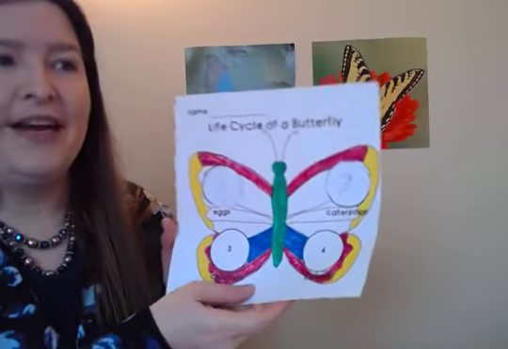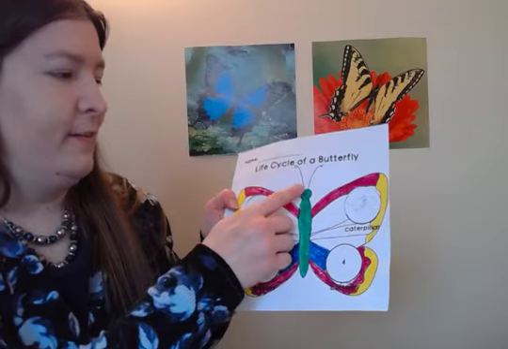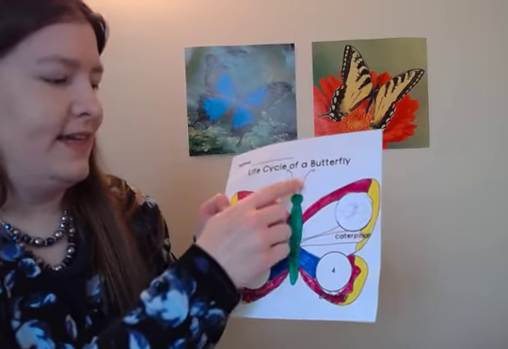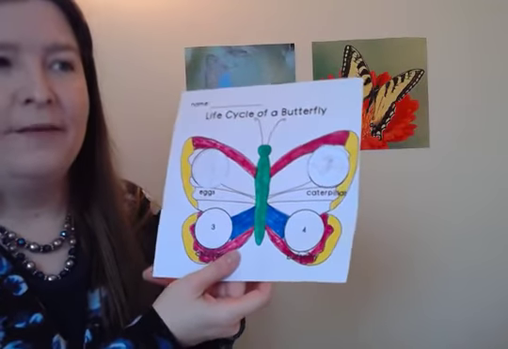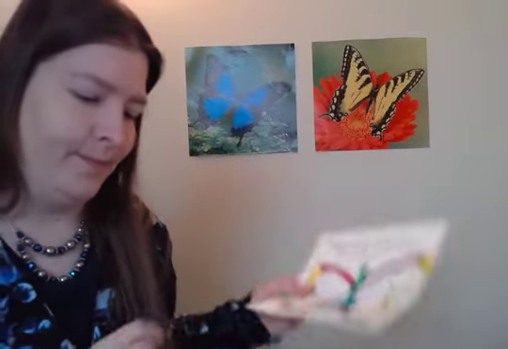That's called symmetry. You can see on this butterfly here, here's its head, and there's its antennae, and here's its body. They didn't really draw the legs on this picture, but real butterflies have 6 legs.